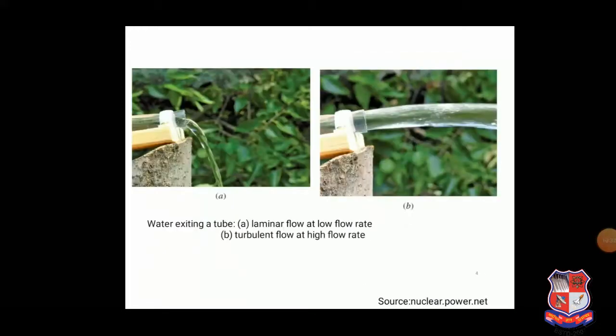Now another example, water exiting a tube. In figure A, you see the water flow rate is very low. And in the second figure, the water flow rate is very high. So if we take the example of laminar and turbulent, then figure A can be called laminar flow because of the very low rate. And in the case of B, we can say turbulent flow at a very high flow rate. It means my tap is open, my discharge is very high, and if the discharge is very high, my velocity is always high. Q equals A into V.